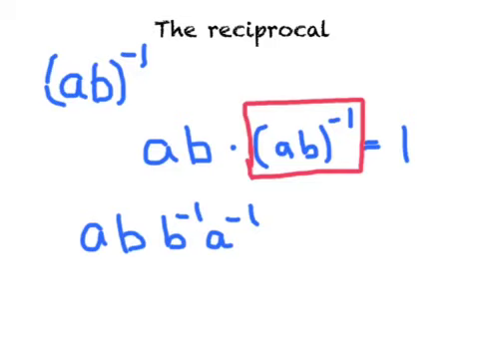Okay, now what do we know? Well, first of all, notice this. Because we can group things, what's B times its reciprocal? We already said that that is equal to 1.